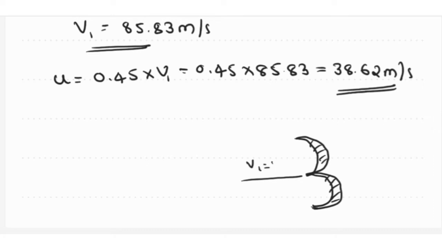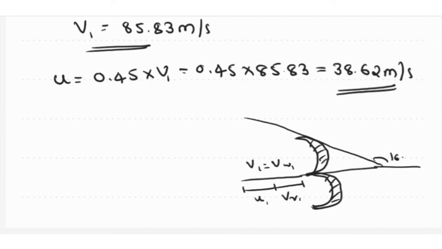So this is V1 is equal to VW1. From here to here it is U1 or U, and the remaining is VR1. This will get deflected by an angle of 165 degree, so this will be 15 degree. This is VR2 and this will be 15, so beta 2 will be 15 and this will be VF2. Later we will draw this line based on whether alpha 2 is acute or obtuse.